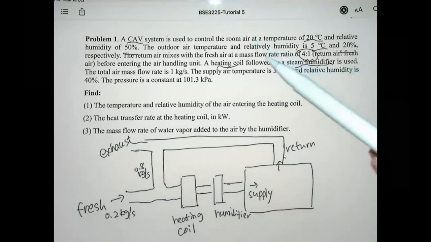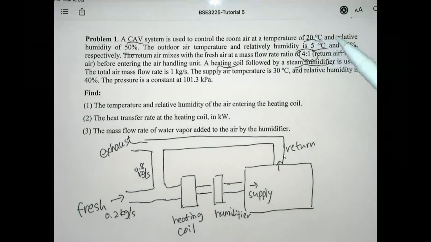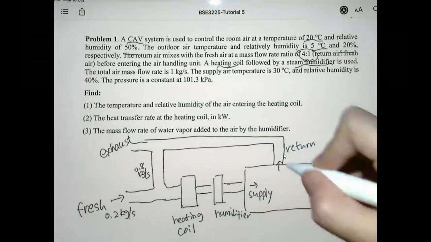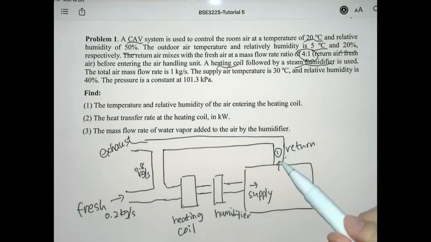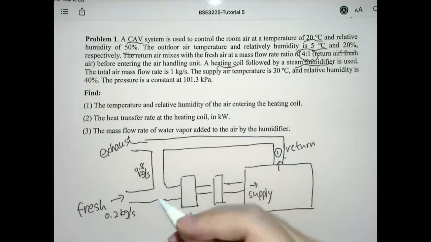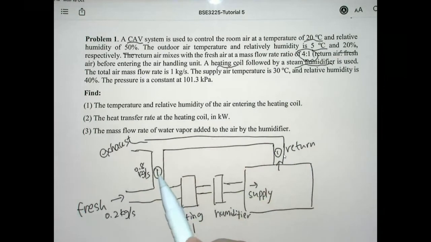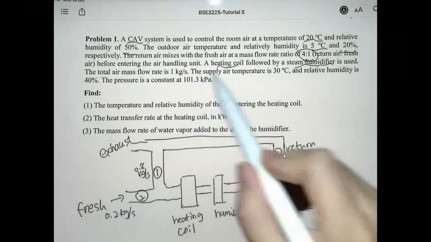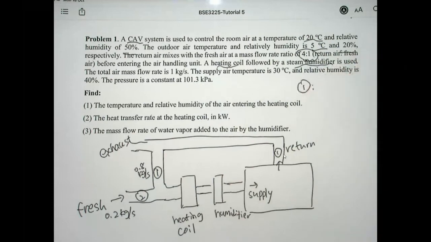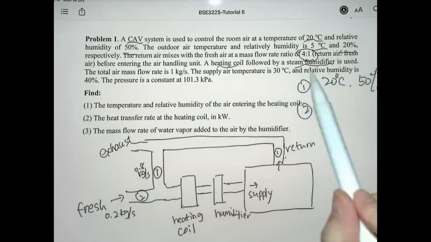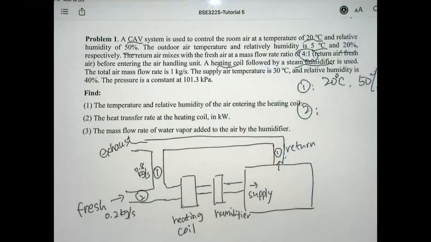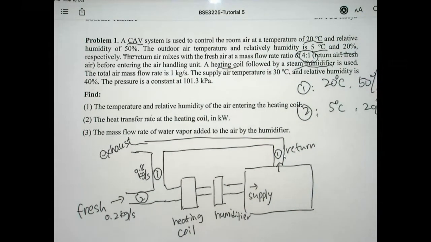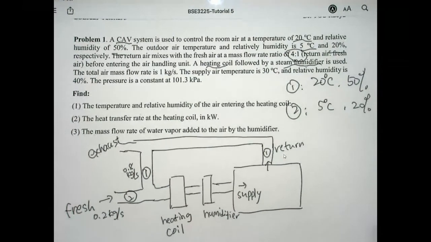We know that the room temperature is 20 degrees and the relative humidity is 50%. We will define this state as state 1. So we have return air state 1, and this is also return air, state 1, because this is return air. And fresh air, we define as state 2. For fresh air, it's obviously the outdoor air condition. For state 1, we know that it's 20 degrees and 50%. And for state 2, from the problem statement, outdoor air is 5 degrees and 20%.